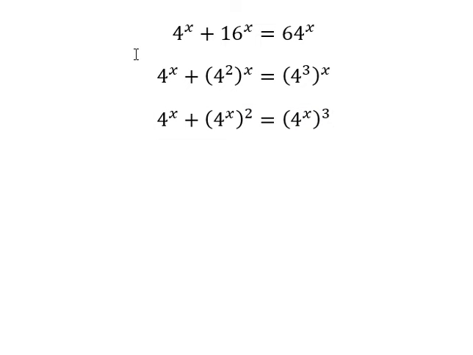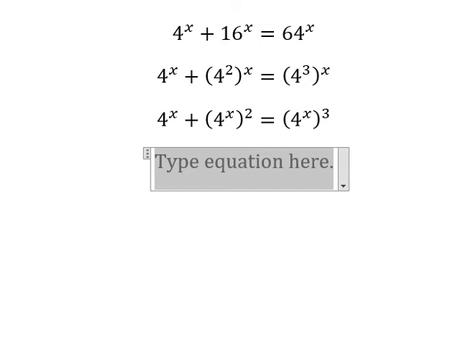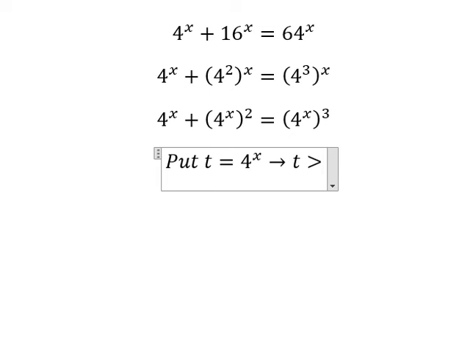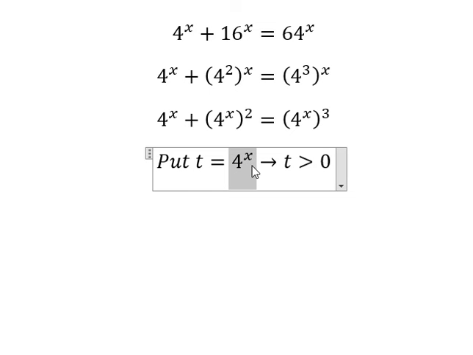Now I will put t equals 4 to the power of x. Because we want to find the real number, t should be greater than 0, because this one always provides a positive number. That's why we need the condition t is greater than 0.